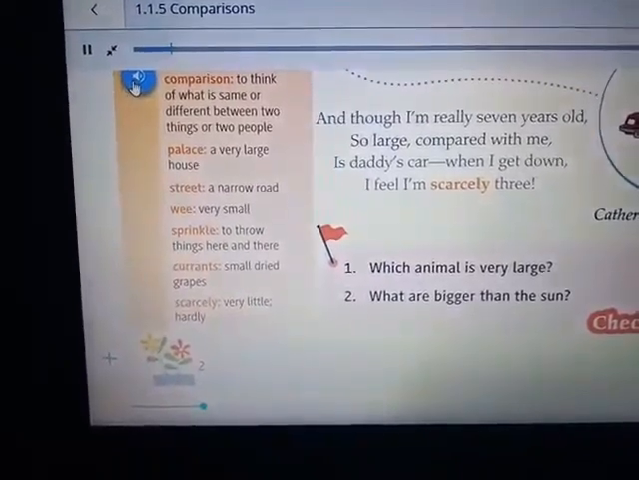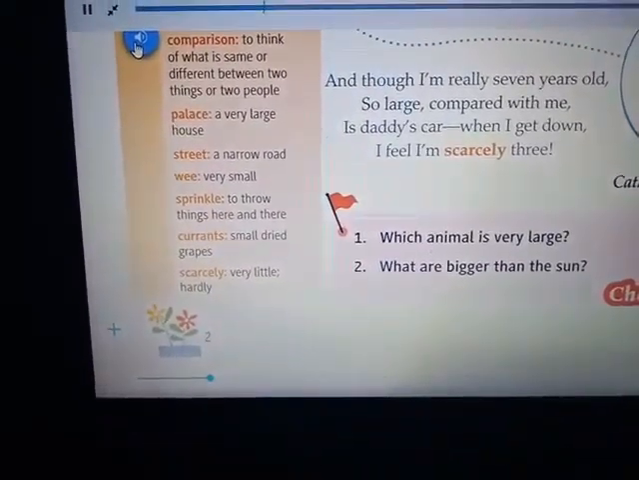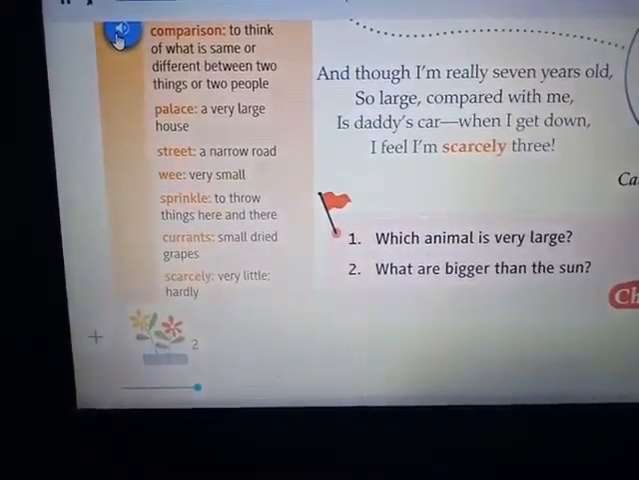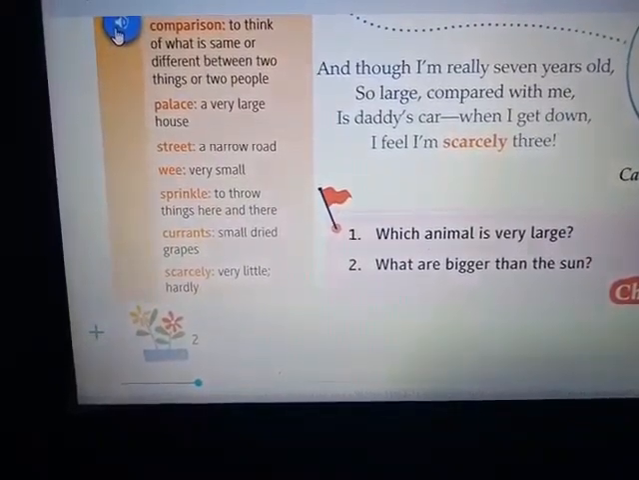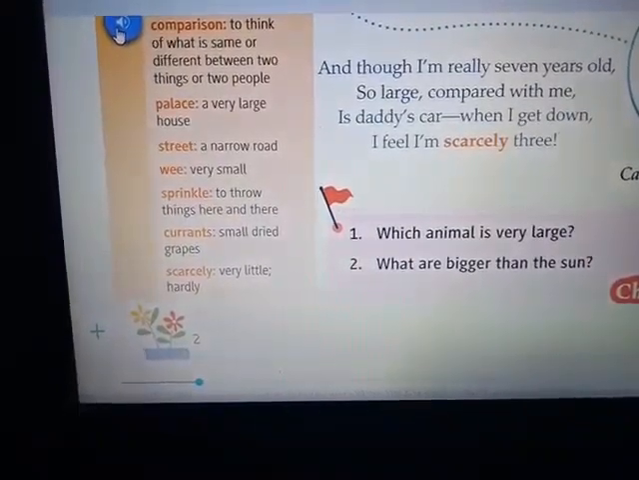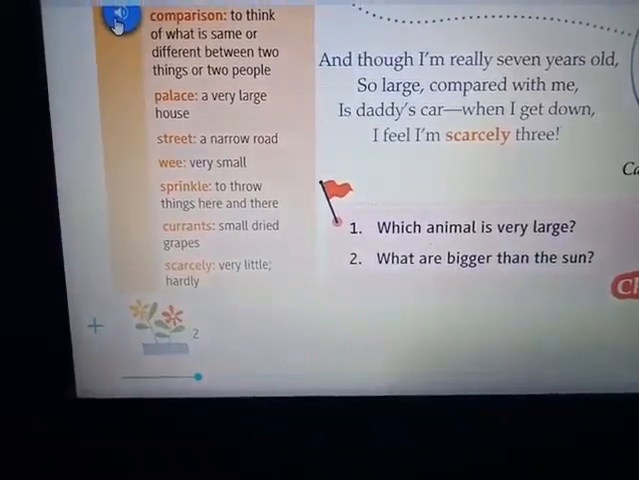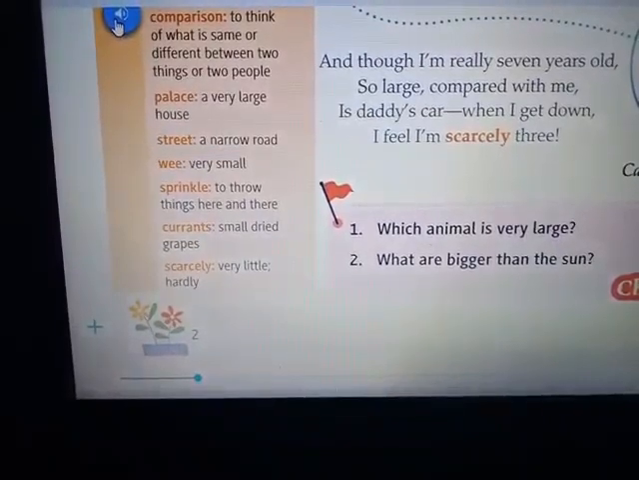Comparison: to think of what is same or different between two things or two people. Palace: a very large house. Street: a narrow road. We: very small. Sprinkle: to throw things here and there. Currants: small dried grapes. Scarcely: very little, hardly.